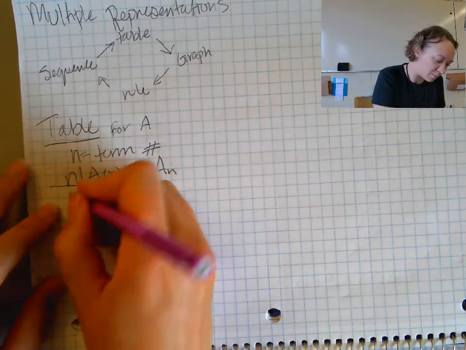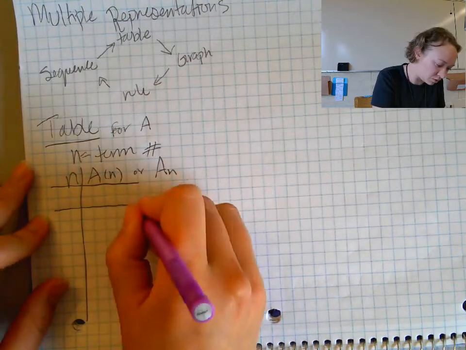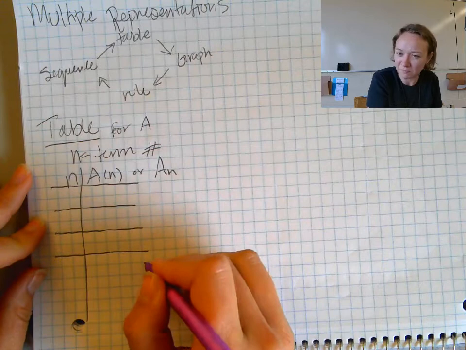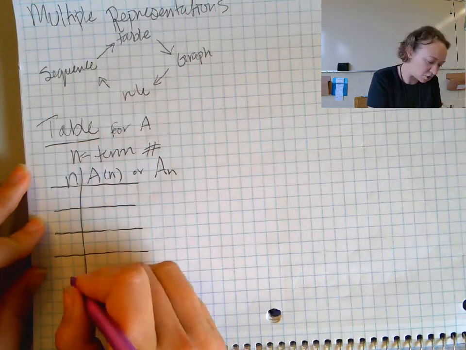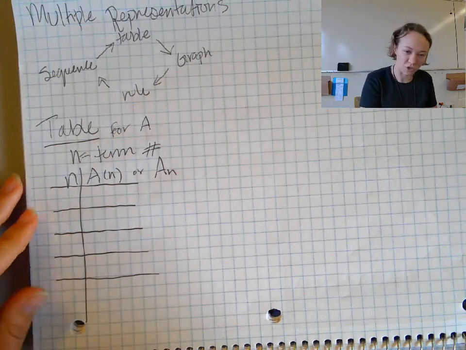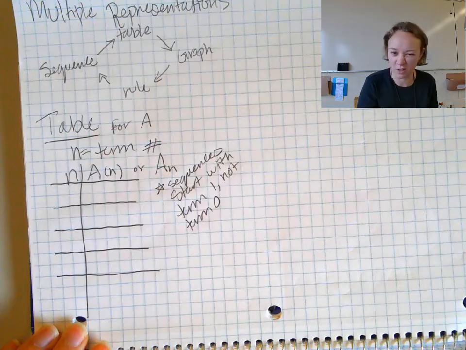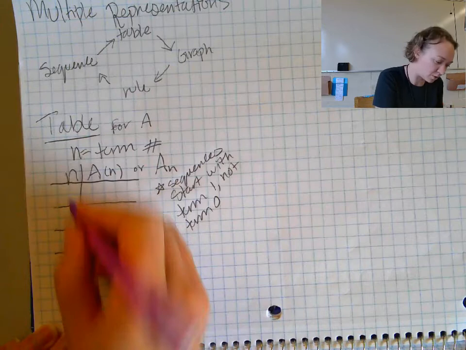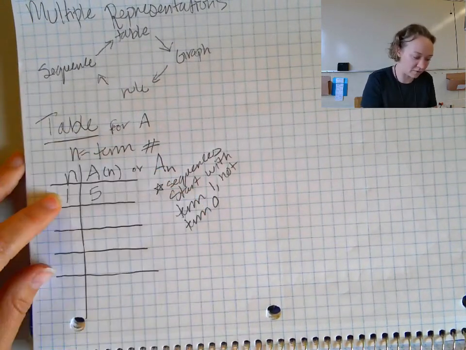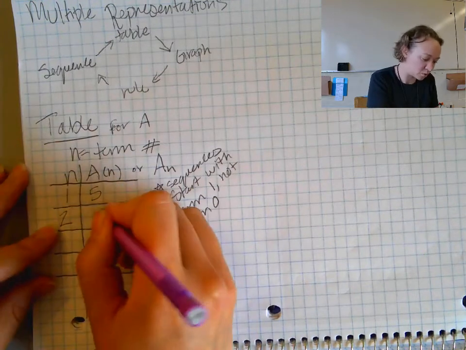So unlike with a rule, we don't normally start with 0 because there is no 0th term to a sequence unless you are trying to work backwards. Sequences always start with the first term. So that's an important thing to note. Sequences start with term 1, not term 0. So term 1 was 5. Term 2 was 8.